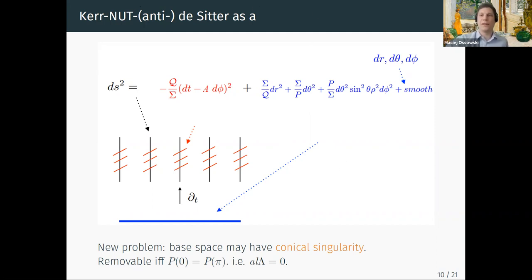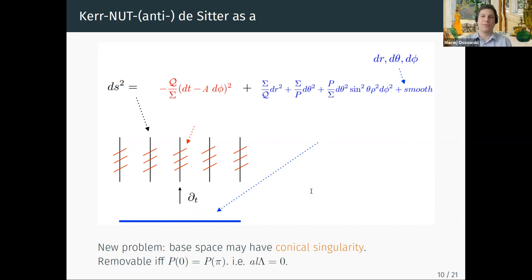So even after curing the discontinuity of this connection one-form, there's still a persisting conical singularity on this two-sphere part of the base space. So this is something new, and another type of singularity. And as I will show in a minute, for this choice of decomposition, it's removable only when some condition on the function P, which is used in the definition of the metric, is satisfied. So when one of the parameters is zero. This is, of course, not something we wanted to do. We wanted to preserve all of the parameters to be non-zero.